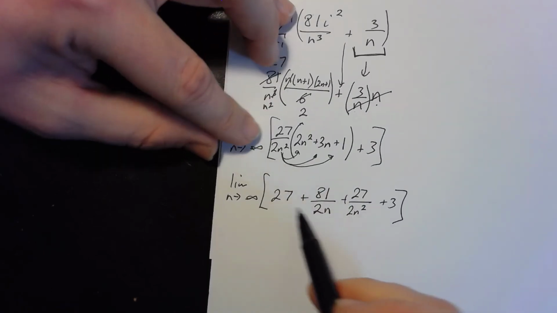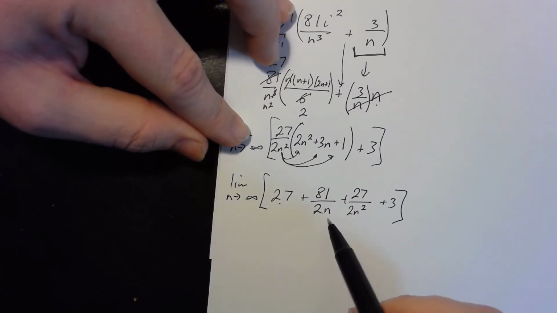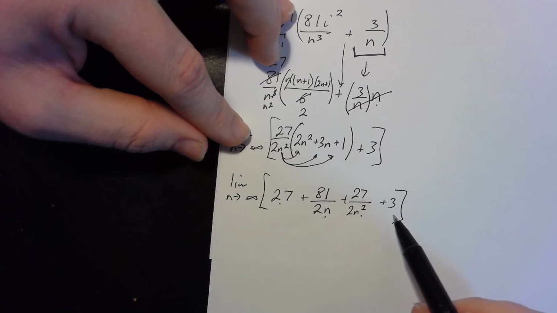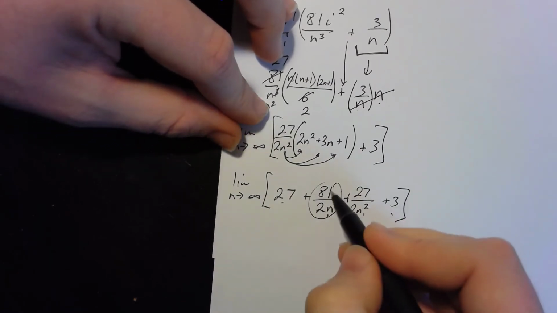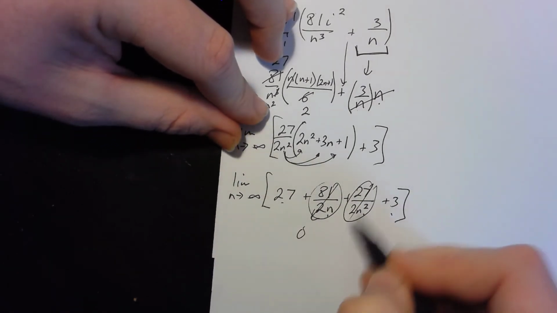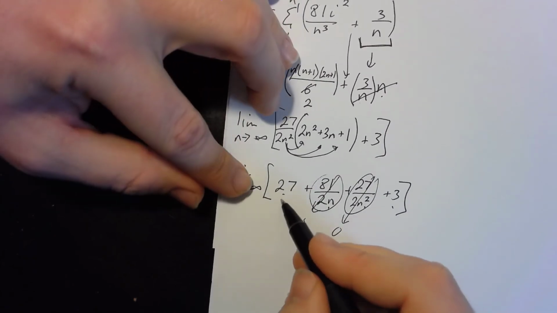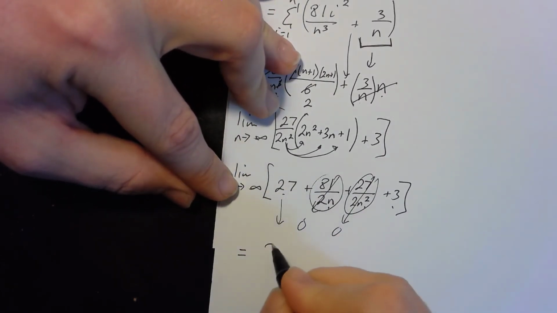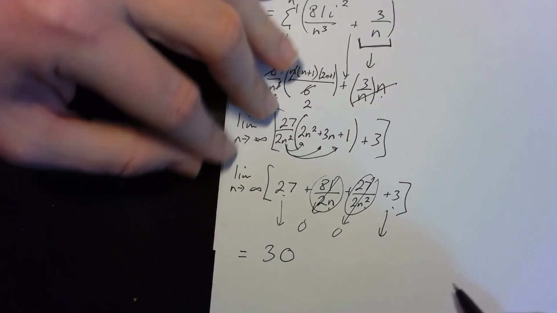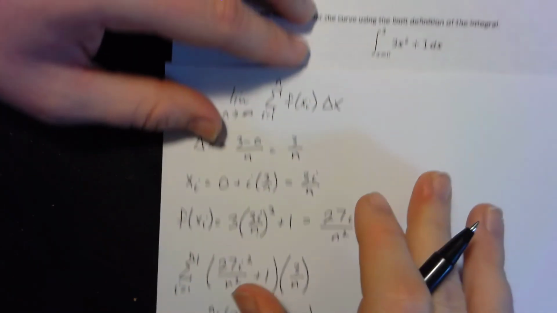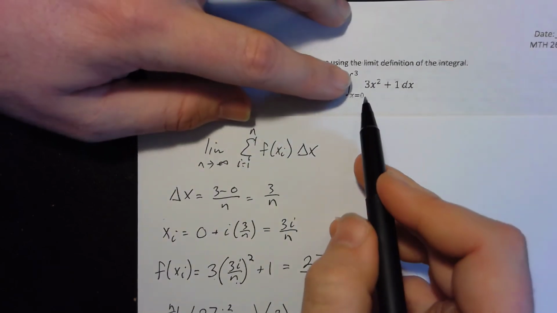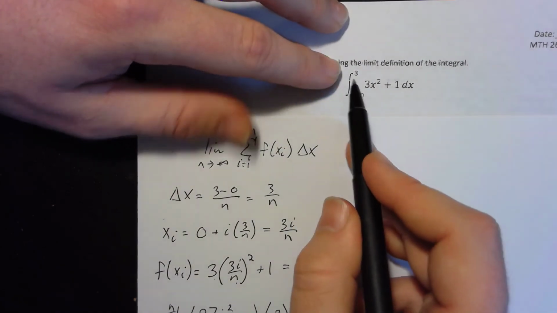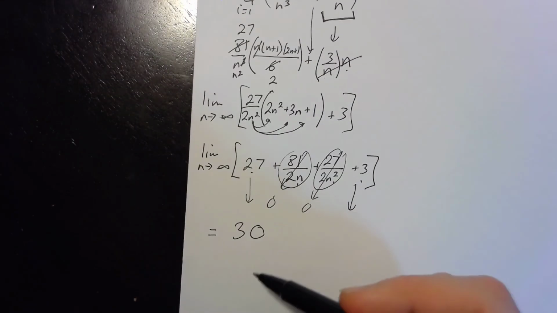You'll notice now that I have, as n goes to infinity, a constant, something divided by n, something divided by n squared, and another constant. The pieces that divide by n squared end up going to 0, and the pieces that are constants simply go to those constants. So this limit is finally equal to 27 plus 3, which is 30. So the area under the curve of 3x squared plus 1 from 0 to 3 is the value of 30.